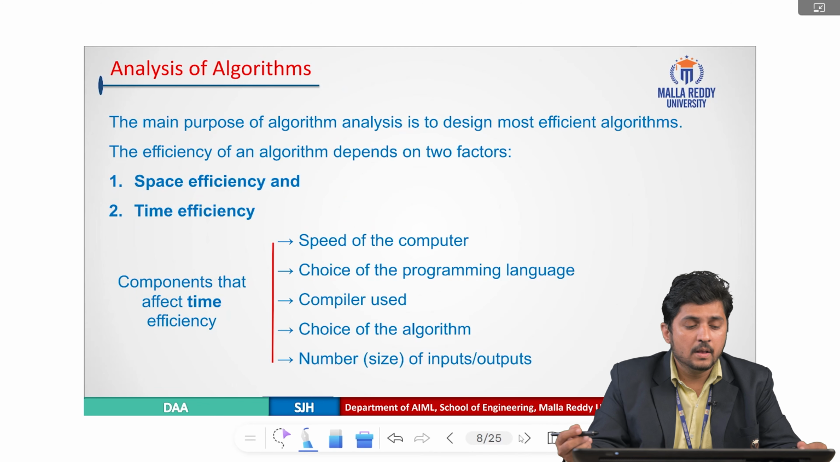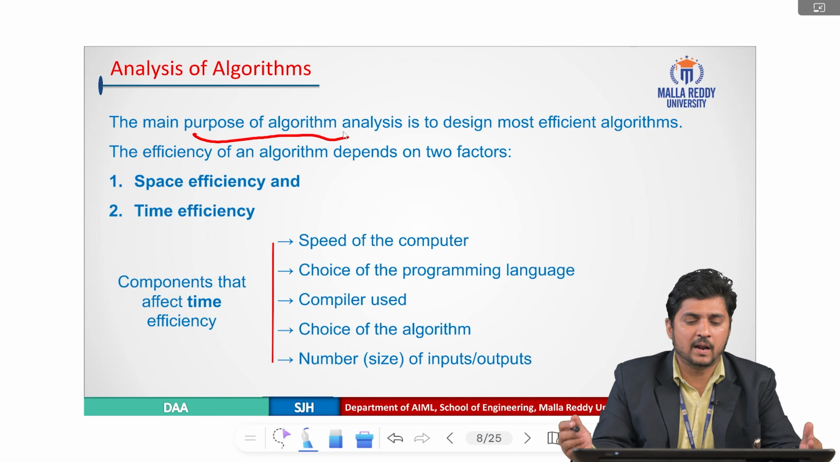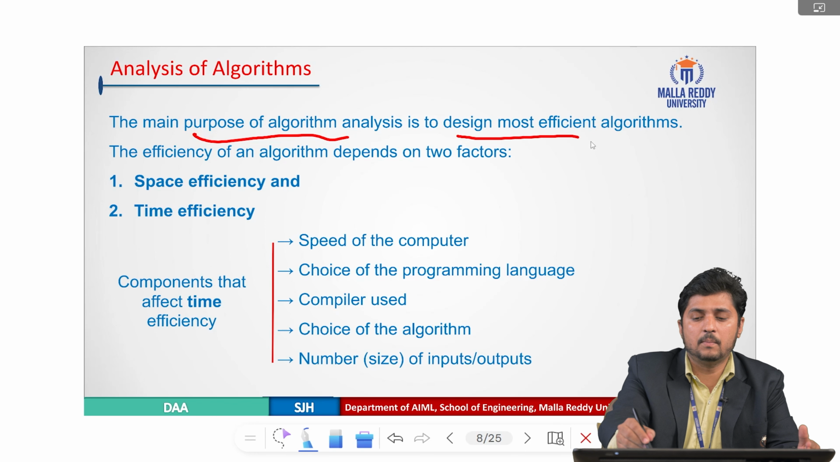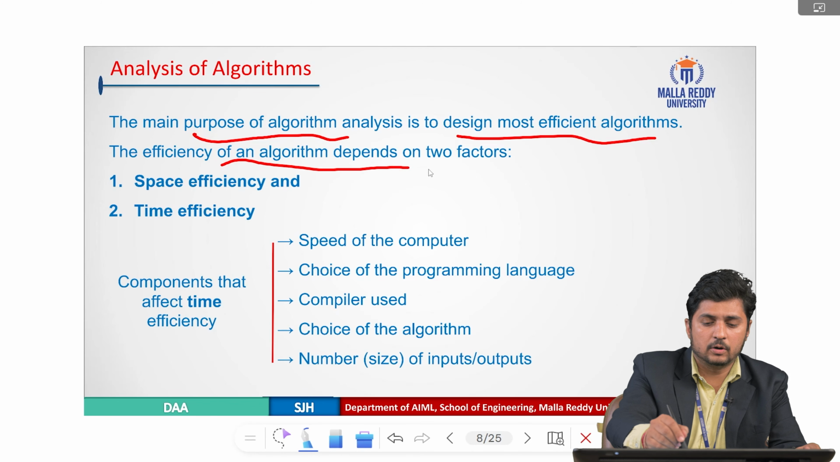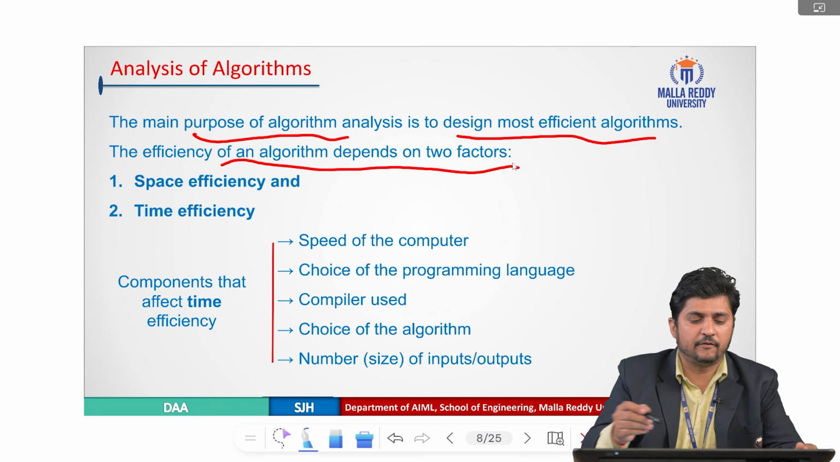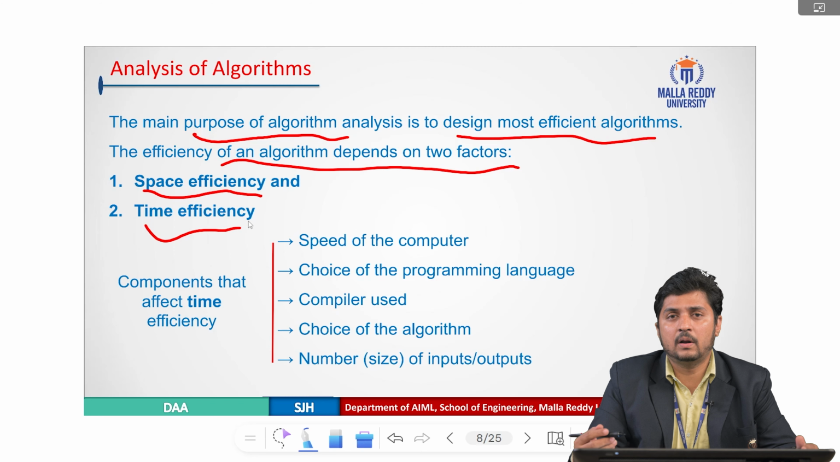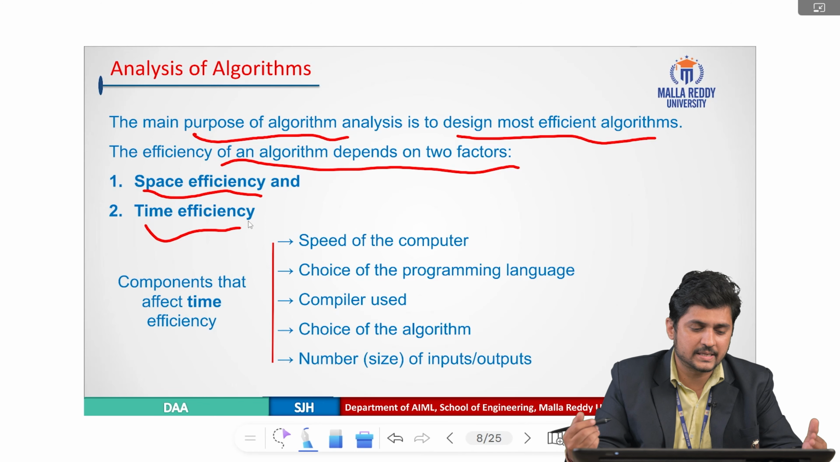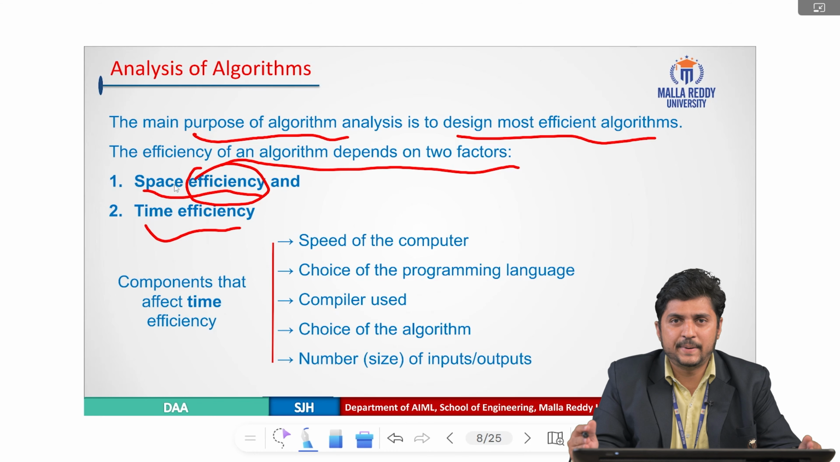So coming to the analysis of algorithms, the major purpose of studying this entire subject, design and analysis of algorithms, is to design the most efficient algorithms in terms of time and space consumption by any program. The efficiency of an algorithm depends basically on two factors. The first factor is space efficiency. The second factor is time efficiency, or we can also call it time complexity. Here the term efficiency talks about the total amount of space and time consumed by our program.